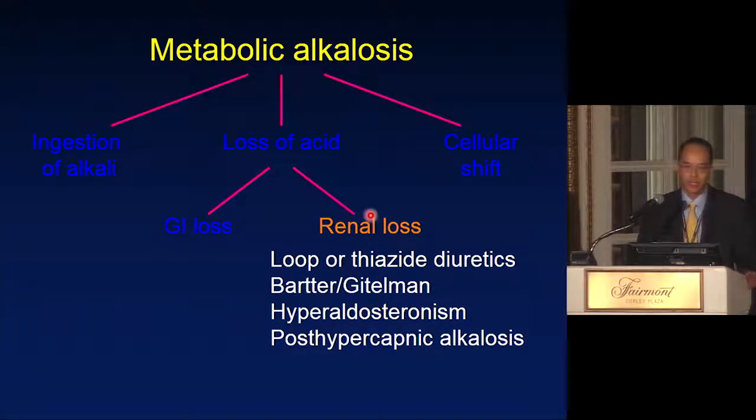So acid is secreted in the collecting duct in response to sodium reabsorption through ENaC. So if you deliver more sodium to the collecting duct, it'll be reabsorbed in exchange for hydrogen ion secretion. So all of the diuretics, Bartter's and Gitelman's do that. That sodium reabsorption and the hydrogen ion secretion is stimulated by aldo, so all the hyperaldo states are associated with metabolic alkalosis. And then there's this funny disorder of post-hypercapnic alkalosis, which is essentially a renal compensation for respiratory acidosis gone awry. And then finally, cellular shift.